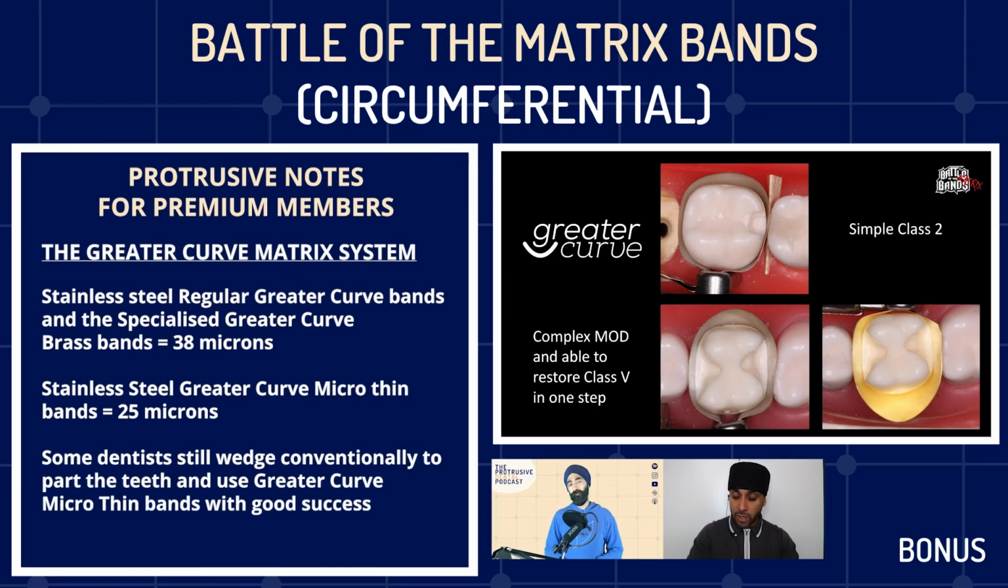And then they use their micro thin, and they do their procedure as they normally would with wedging, and they get very good results as well. Because the matrix is quite thin, they can actually still burnish it against where they'd like it to be, because it's quite thin, right?